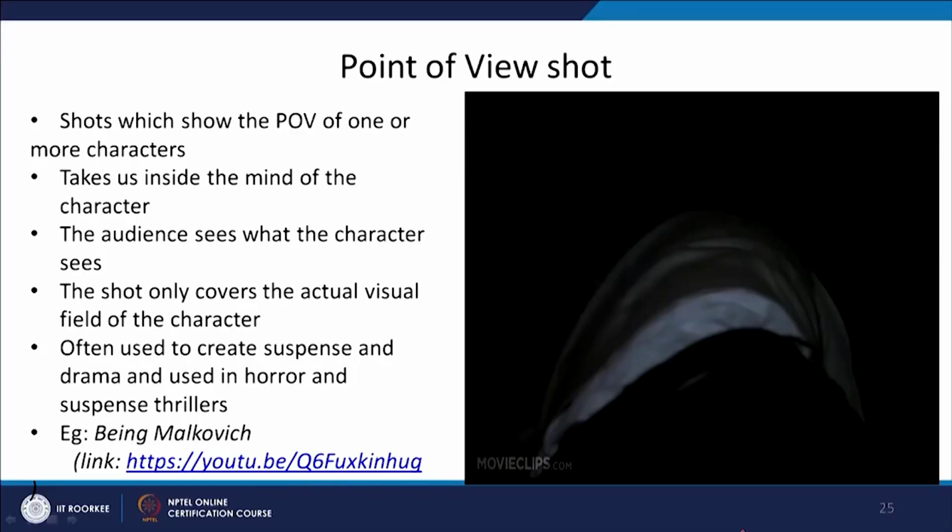It is often used to create suspense and drama and used in horror and suspense thrillers, and this is a representation from a movie, Being John Malkovich, the link for it is also given. If one wants to view it completely, we would play it for about 30 seconds to give you a clear idea of what we want to suggest by a point of view shot.